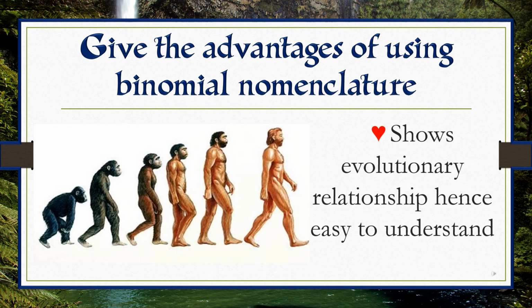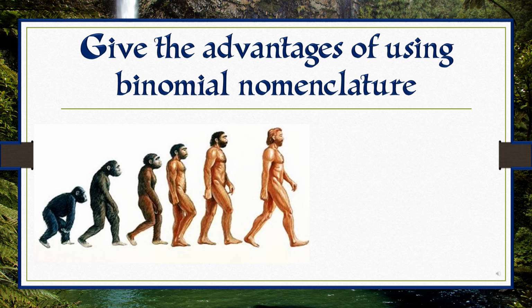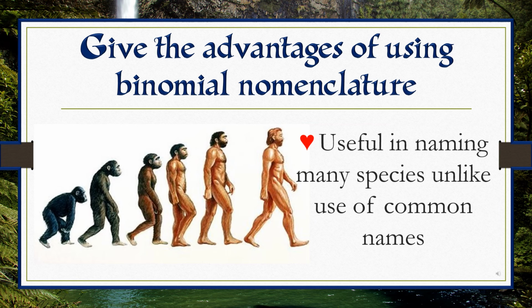This one also shows evolutionary relationship, hence easy to understand. We can know the organisms that are related evolutionarily, and it helps us to understand their relationship. It is also useful in naming many species, unlike use of common names. Common names do not show any relationship in the organisms being named.